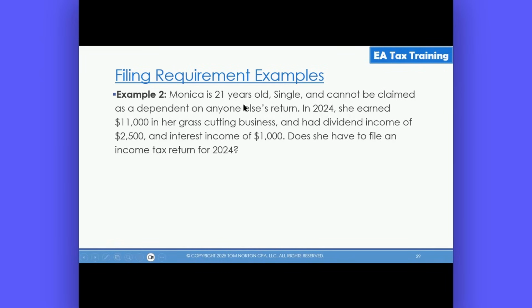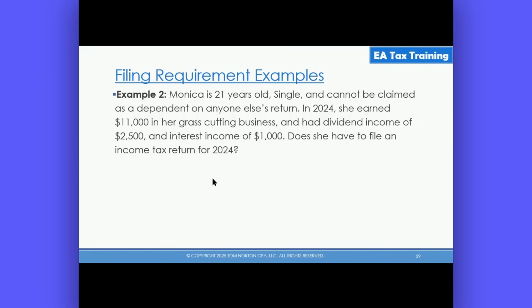Monica is also 21 years old. She's also single and she cannot be claimed as a dependent on anyone else's return. She earned $11,000 as well, but she earned it in her grass cutting business. And she had dividends of $2,500 and interest income of $1,000. Does Monica have to file an income tax return for 2024? Well, on the surface, it looks a lot like our previous example, right? She's 21, she's single, she earned the same amount of money, so she's got $14,500. You might say, well, that's below $14,600, so she doesn't have to file.